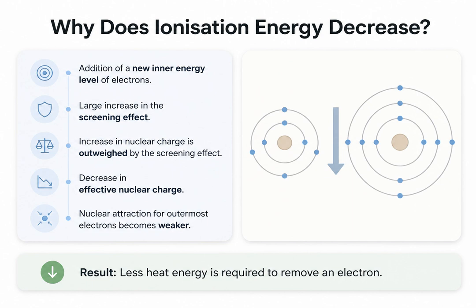Because new inner energy levels are added down the group, the screening effect increases dramatically. Just like with the atomic radius, this screening outweighs the added nuclear charge. Since the outermost electrons feel a much weaker pull from the nucleus, it takes significantly less heat energy to strip an electron away from a barium atom compared to a beryllium atom.